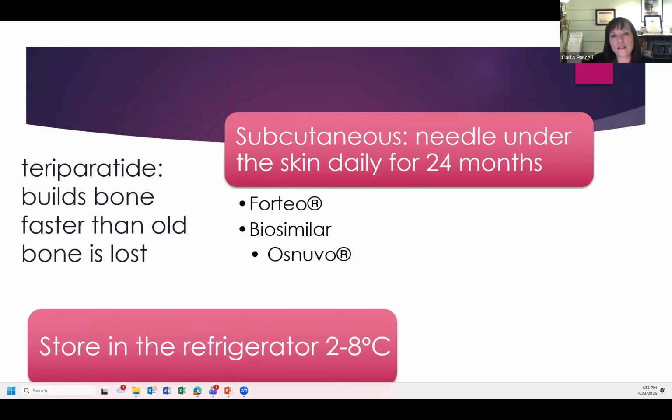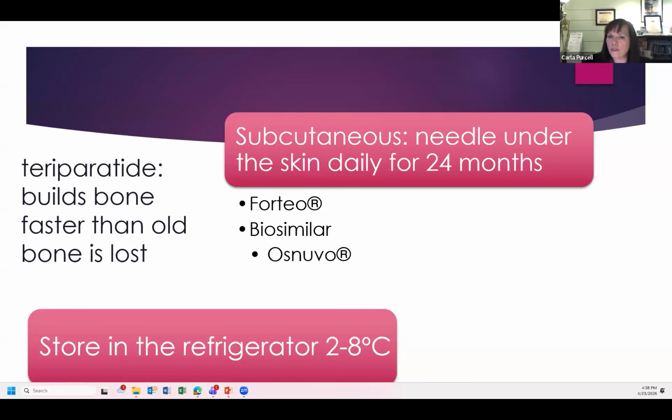Teriparatide. Now, this one is a little bit different. Teriparatide is a medicine that stimulates the cells that build bone. So this is called an anabolic. It actually builds up your bone faster than your bone is lost. So the goal is to see improvement in your bone density and a reduction in your fracture risk.